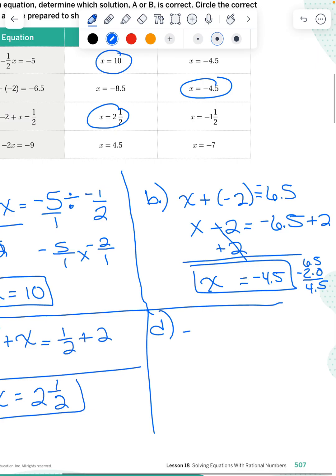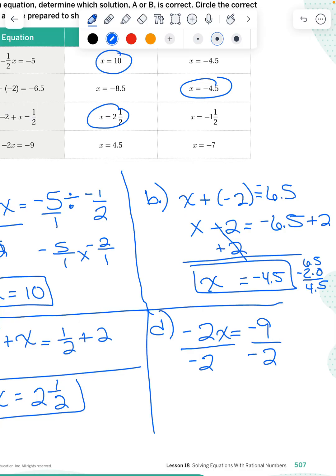And then finally, letter D. I've got negative 2 times something is a negative 9. Again, to get the variable by itself, we're going to do the inverse operation. This says negative 2 times x. The inverse of multiplication is division, so I'm going to divide both sides by that negative 2.